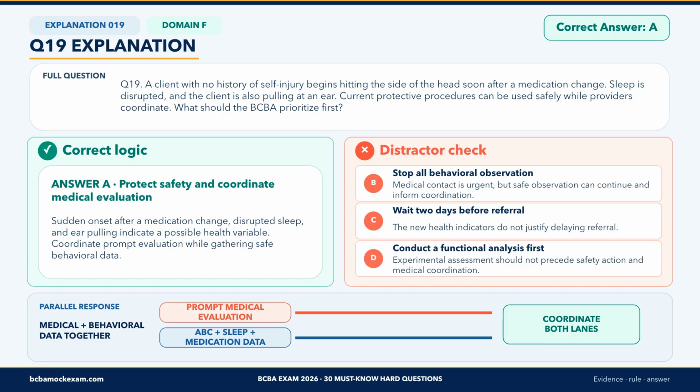Prompt medical contact is appropriate, but safe behavioral observation can continue and may provide useful coordinated information. C. Protective procedures and structured data are appropriate, but the health indicators do not justify a fixed delay before referral. D. Experimental assessment may later be considered, but should not precede safety action and medical coordination when new health indicators are present. Sudden behavior change plus health indicators calls for safety and referral, not a topography-based functional guess.